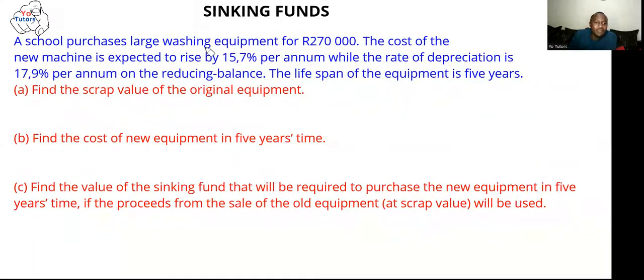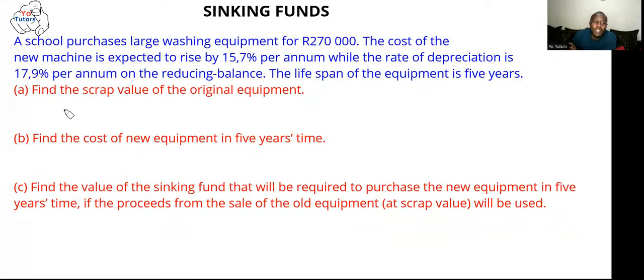A school purchased a large washing machine equipment for 270,000. The cost of the new machine is expected to rise by 15.7% per annum, while the rate of depreciation is 17.9% per annum on reducing balance. The lifespan of the machine is 5 years. Find the scrap value of the original equipment.